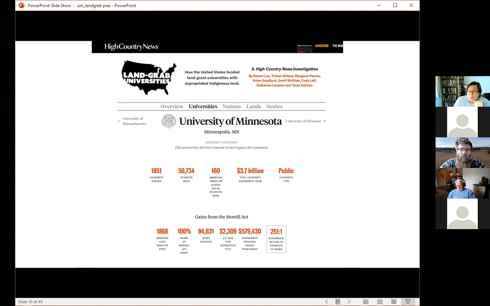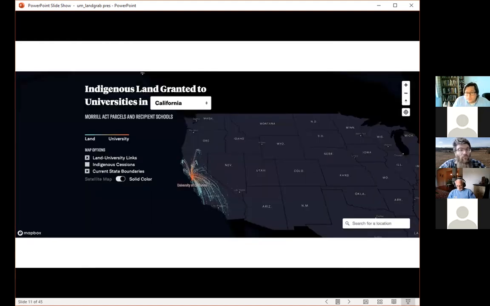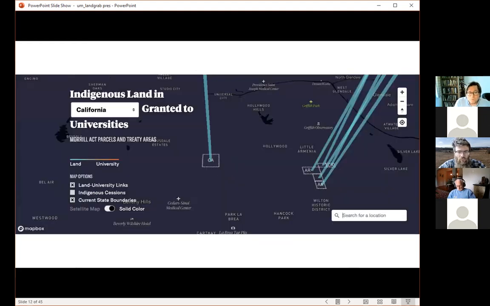So we're talking about a ratio, that you can see down here on the bottom right, of about 250 to 1. Now, we asked all the universities for a response before publishing the story, and we posted them on the site. You can see here, University of Minnesota didn't provide one. You can do this for the other states. If you take a look at the University of California, where I got my PhD, for instance, you can get the sort of mile-high view and see all the connections the university has to the Morrill lands. Zoom in on Los Angeles, and you get more detail on the individual parcels.